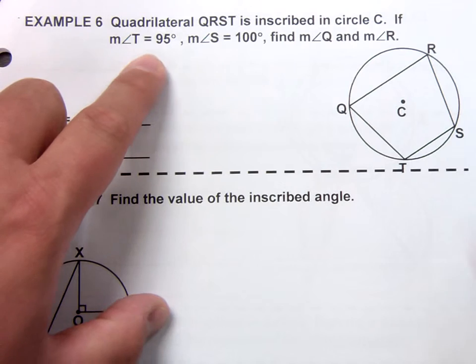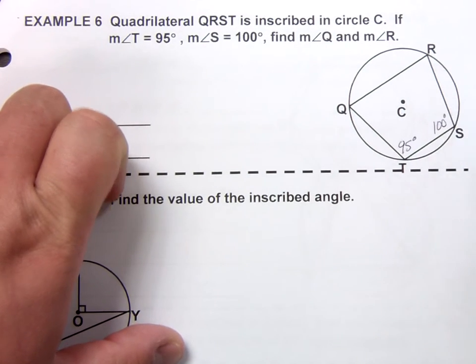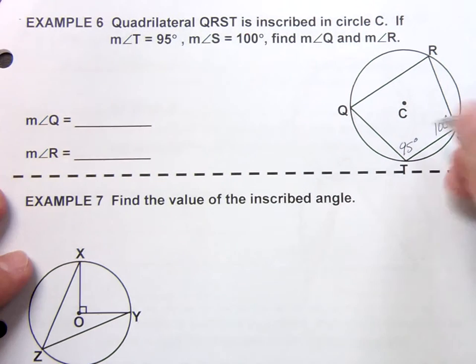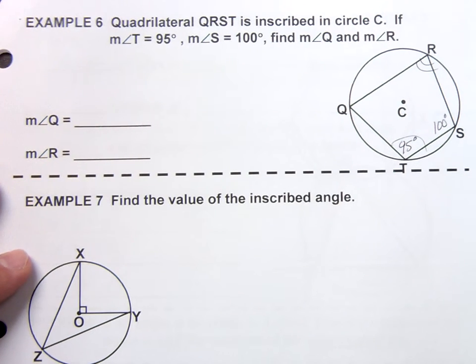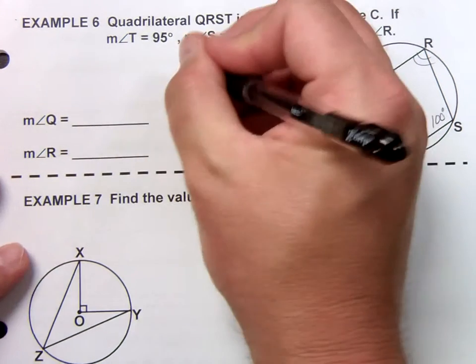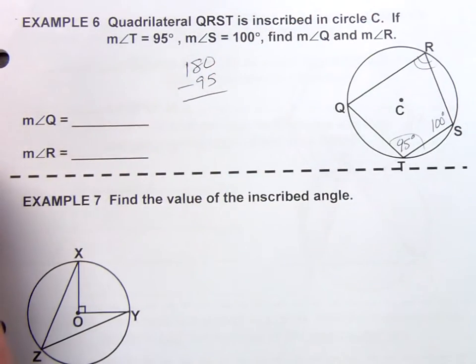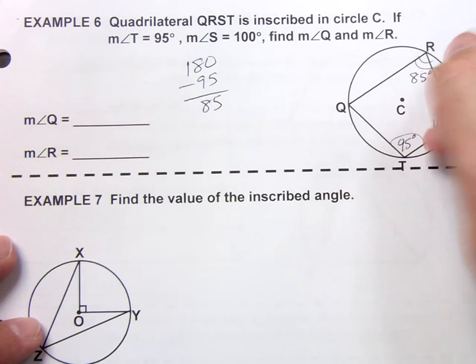If angle T is equal to 95 degrees and angle S is 100 degrees, find the measure of angle Q and the measure of angle R. Well, we just read a theorem that said the opposite angles are supplementary. So that means that T and R are going to be supplementary. And remember, supplementary means they have a sum of 180. They add up to 180. Well, if I know they add up to 180, and I know one of them is 95, I can just subtract 95 from 180, and that'll give me the other angle. So I know that angle R has to be 85 degrees.